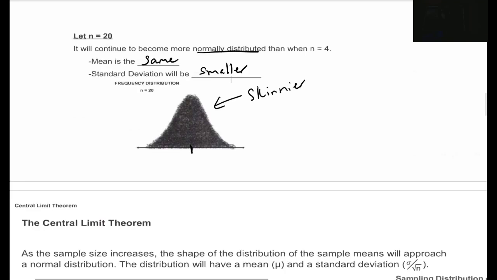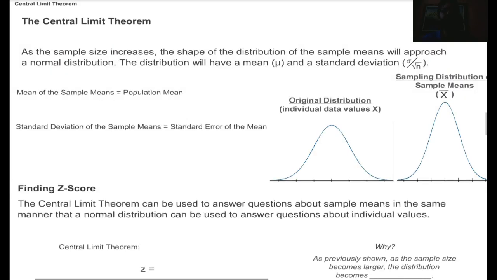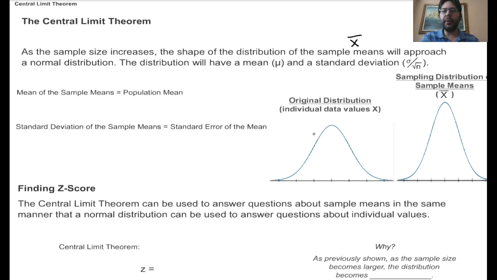Okay, so that is the central limit theorem. Now we're going to talk about it in terms of the formulas. As the sample size increases, the shape of the sample means, x bar, will approach a normal distribution. The distribution will have a mean of mu and a standard deviation of sigma over square root of n. So it won't have a standard deviation of sigma like it normally does. It will be sigma divided by the square root of n. That's the different part there.